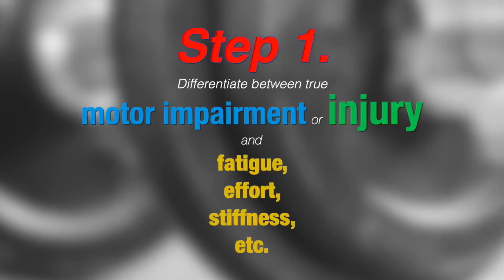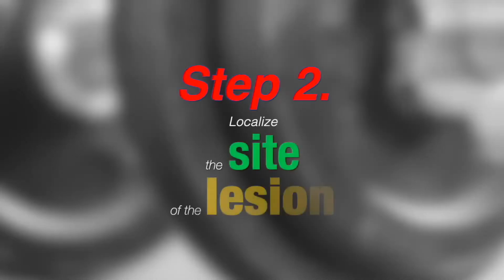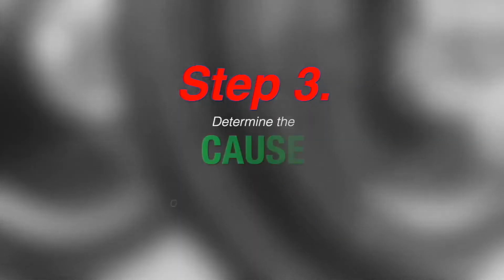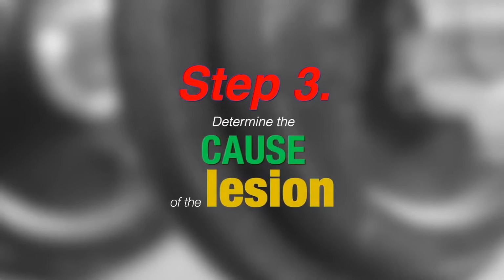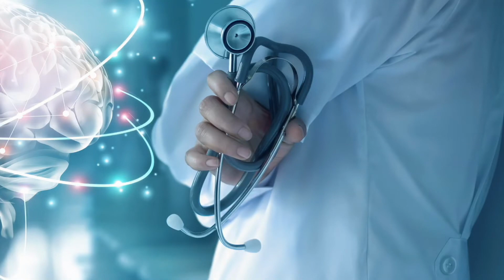The evaluation of an individual presenting with a complaint of weakness involves 3 steps. The first step is to confirm whether there is true muscle weakness, or whether the motor impairment is due to fatigue, pain, or stiffness, rather than loss of muscle power. Once this has been established, localizing the site of weakness within the neuromuscular system can be undertaken. Finally, the cause of the lesion should be determined. Serial or repeated measures of muscle strength and function are necessary in the long-term follow-up of patients with neuromuscular disorders to determine response to treatment.